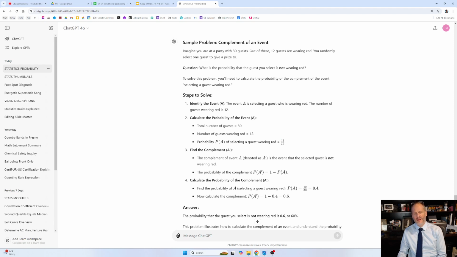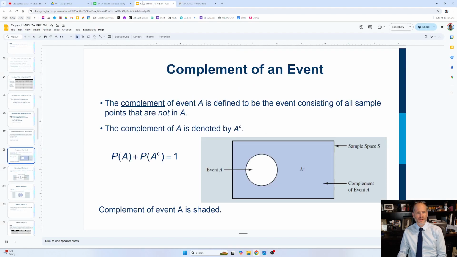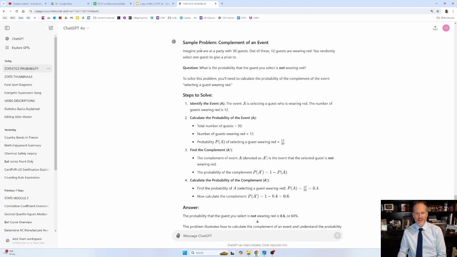Find the complement. The complement of event A, denoted as A dash or A with a bar over it or A with a C next to it, which is the way our textbook does it, is the event that the selected guest is not wearing red. So the probability of the complement is 1, which is the total probability, minus everything that's in the event. So that would be this picture here, right? So here they're wearing red, and the complement to that is not wearing red. Anybody not wearing red, which is out there.